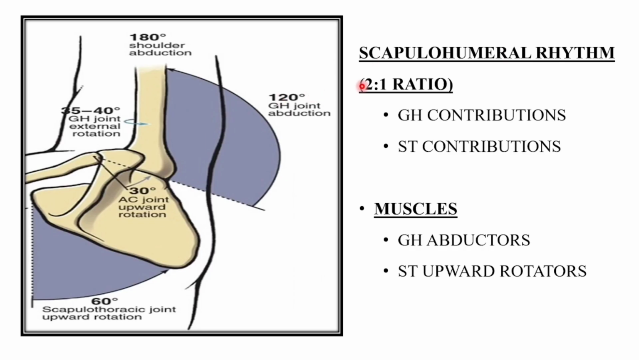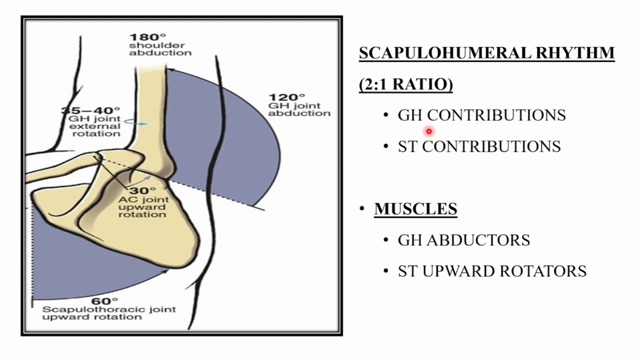So coming to the introduction. Based on the scapulohumeral rhythm, which was coined by Inman regarding the 1:2:1 ratio, there will be 2 degrees of movement in the glenohumeral joint and 1 degree of movement in the scapulothoracic joint. So that means both your glenohumeral joint as well as your scapulothoracic joint contribute for your full range of abduction motion.